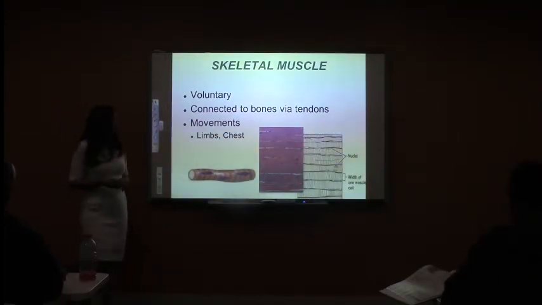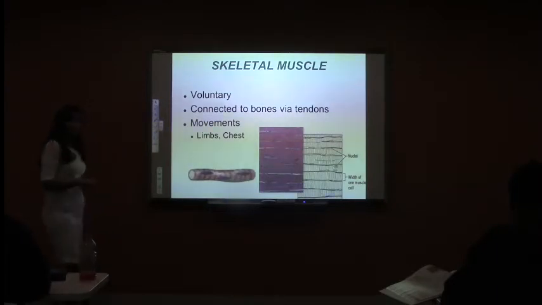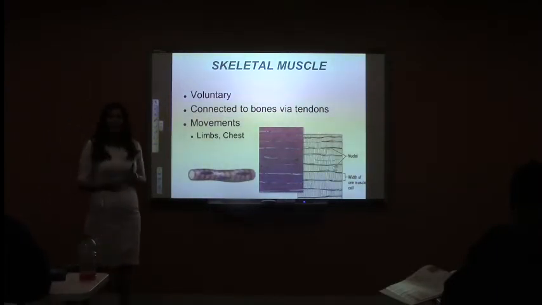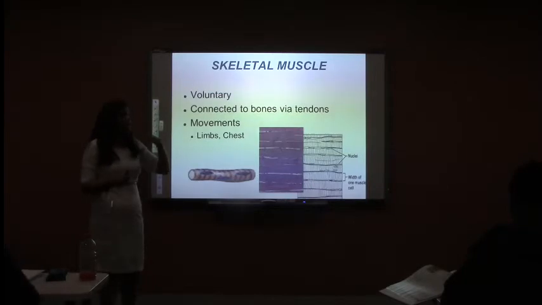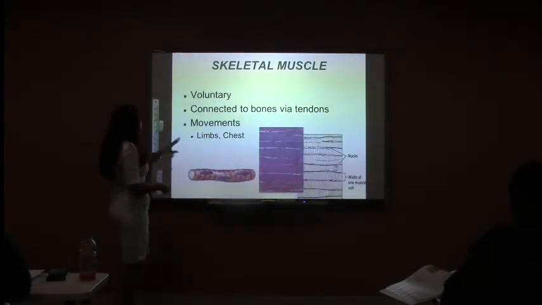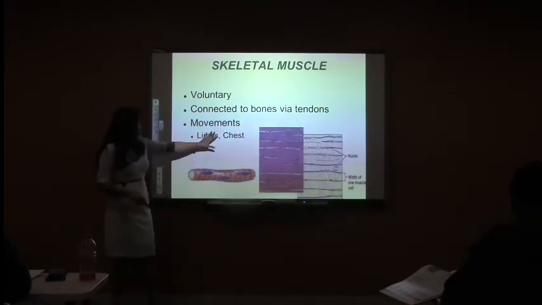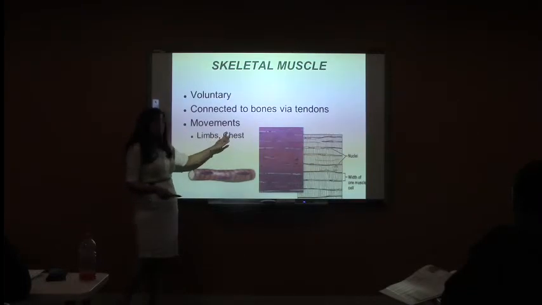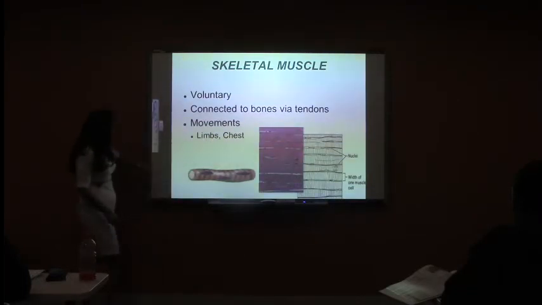Quick stuff about each one. Skeletal muscle, they're voluntary. Meaning you have to think it. If I want to walk, my brain tells me to. Okay, you have to command it. Voluntary, connected to bones via tendons. Movement, okay, when they contract, it causes movement, so like your limbs, your chest, that's where it's found.